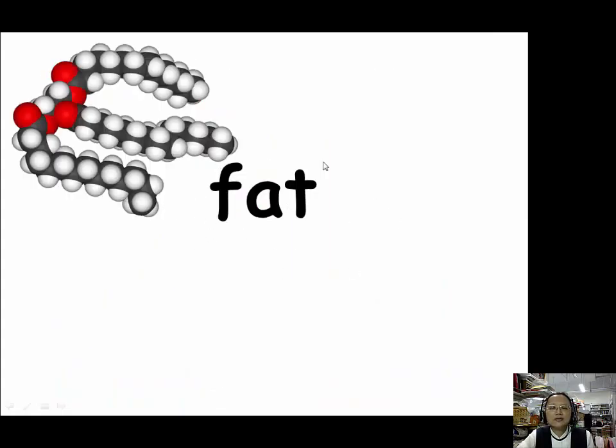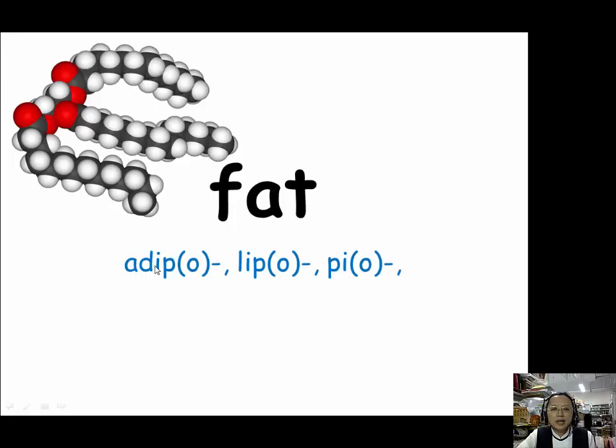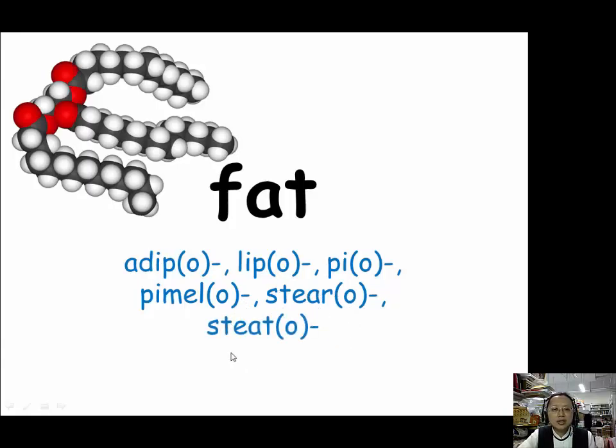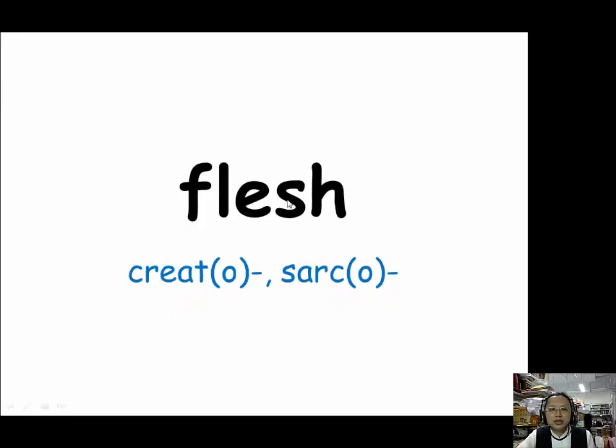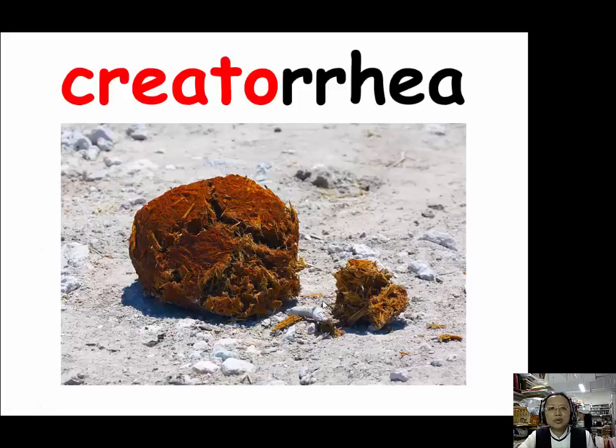Let's review what we learned for fat. We have 6 prefixes: adipo, A-D-I-P-O, lipo, L-I-P-O, pio, P-I-O, pimelo, P-I-M-E-L-O, stearo, S-T-E-A-R-O, and steato, S-T-E-A-T-O. For flesh, meat, we have 2 prefixes, creato, C-R-E-A-T-O, and sarco, S-A-R-C-O.